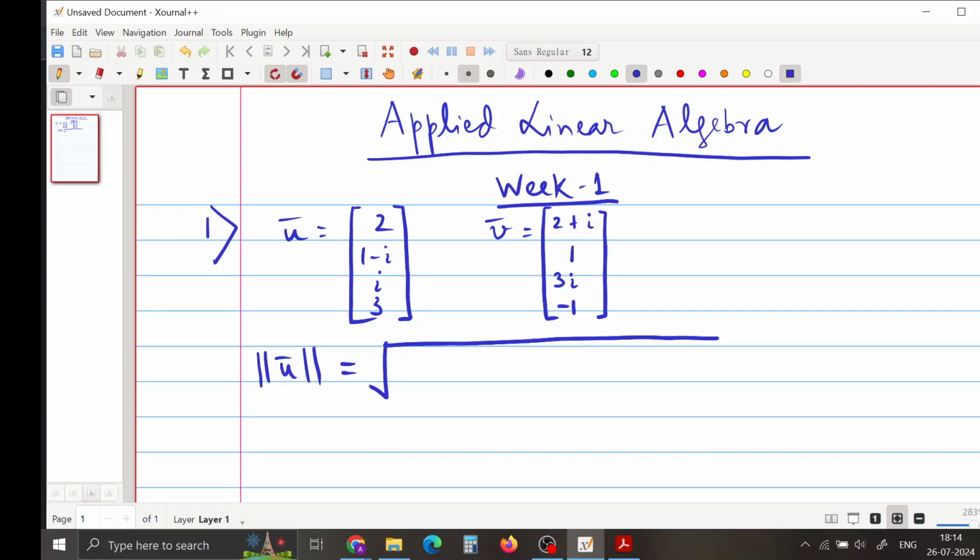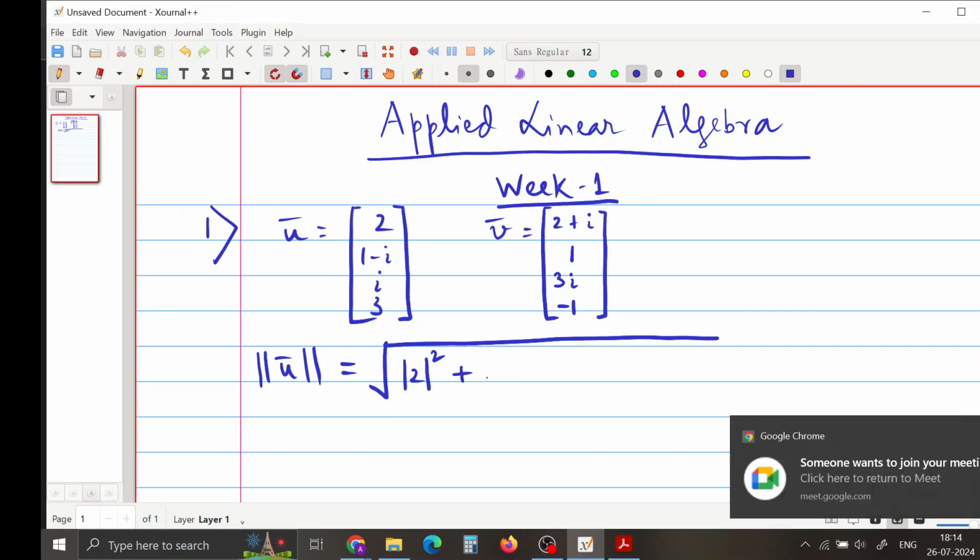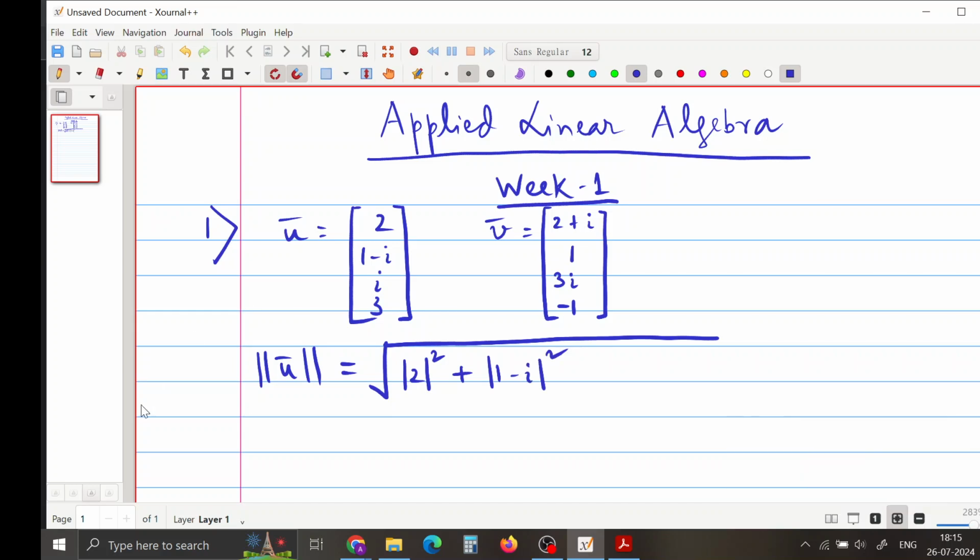Because if you square small i, you'll end up with -1, right? But here you have to take the absolute value or the magnitude of i and then square. This is the general case of complex numbers. So the first element is 2. I'm computing the norm of vector u. So it's the magnitude of this first entry squared, plus what is the second element? 1 minus i. So magnitude of 1 minus i squared, and so on.